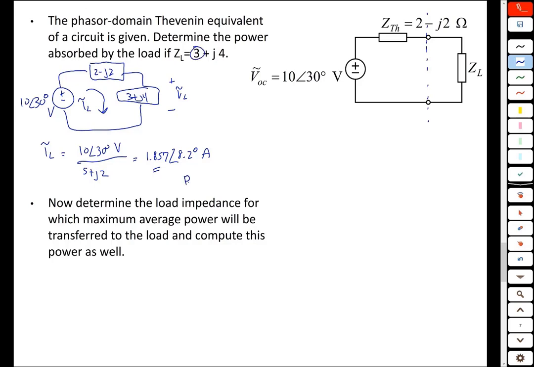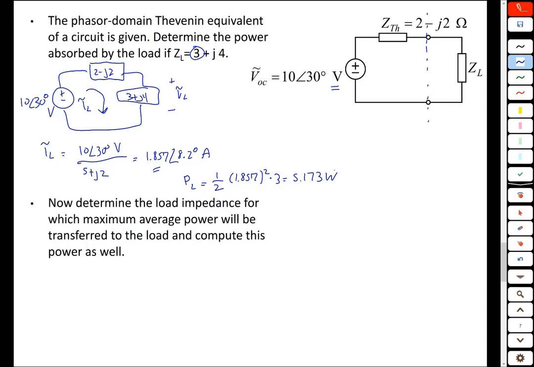So the power absorbed by the load is what? It's 1/2. Once again, we need the 1/2 because we're not talking about RMS voltages here. So 1/2 times the magnitude of the current squared, 1.857 squared, times the real part of the impedance, which is 3, or 5.173 watts.